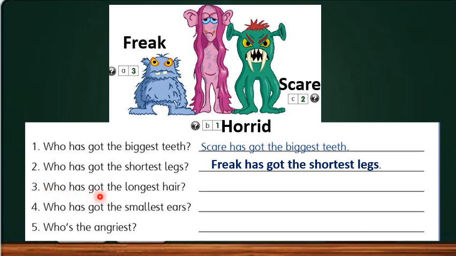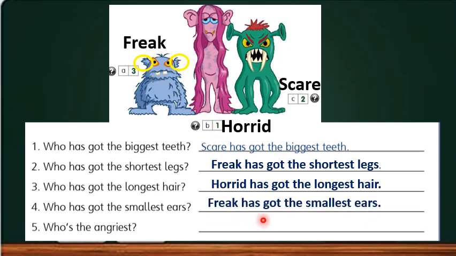Number 3. Who has got the longest hair? Let's look at the hair of the aliens. Which alien has the longest hair? It is Horrid. Horrid has got the longest hair. Question 4. Who has got the smallest ears? Look at the ears of the aliens. Which alien has the smallest ears? It is Flick. Flick has got the smallest ears.